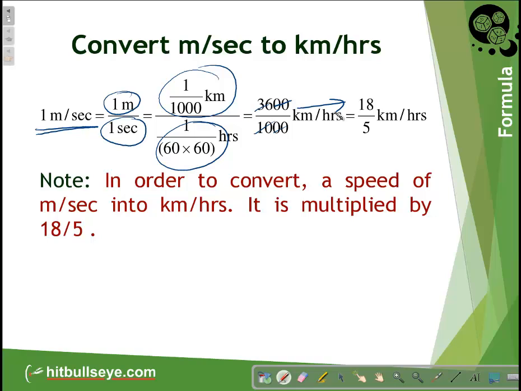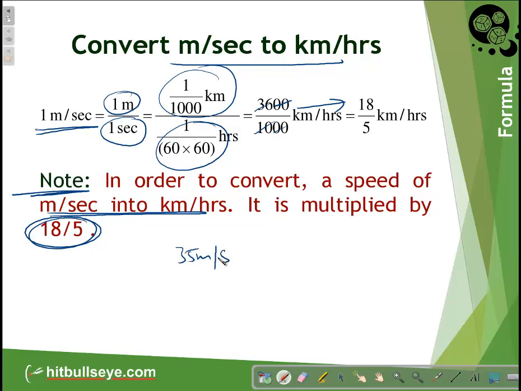So again, like in the previous question, we have to learn that if we want to convert kilometer per hour to meter per second, it is 5 by 18. And if we want to convert speed from meter per second to kilometer per hour, multiply by 18 by 5. A simple example: if I say 35 meter per second and we have to convert this into kilometer per hour, it will be 35 into 18 by 5. What is 18 into 7? If we are aware of the table, it will be 126 kilometer per hour.